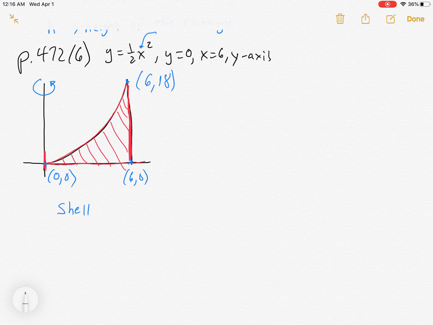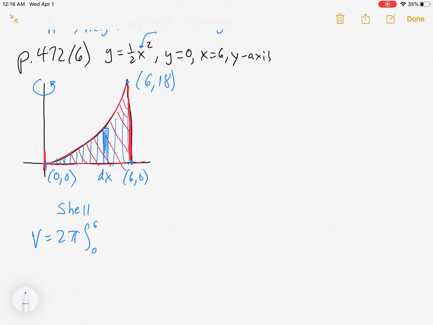So with shell, I'll have a vertical representative rectangle because parallel. So I have a dx. Shell, we have 2 pi. Always remember 2 pi for shell. What are my bounds? Same as disc and washer. You look at it's a vertical rectangle, so you're making these vertical slices, and they are going from 0 to 6. Right? If it was a horizontal, it'd go from 0 to 18.